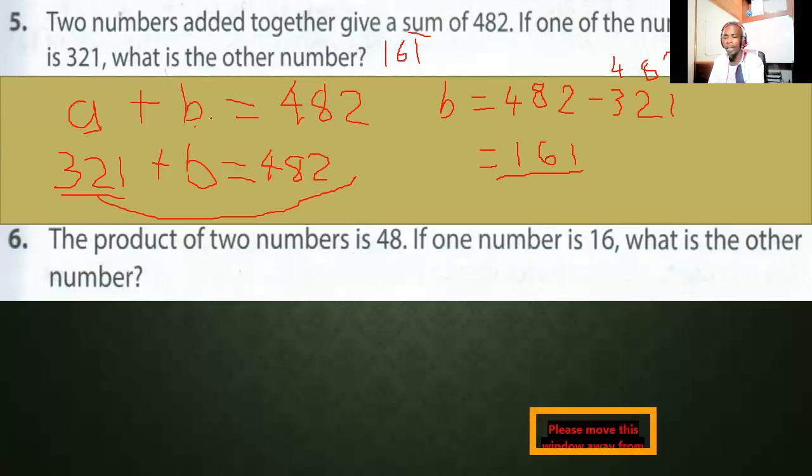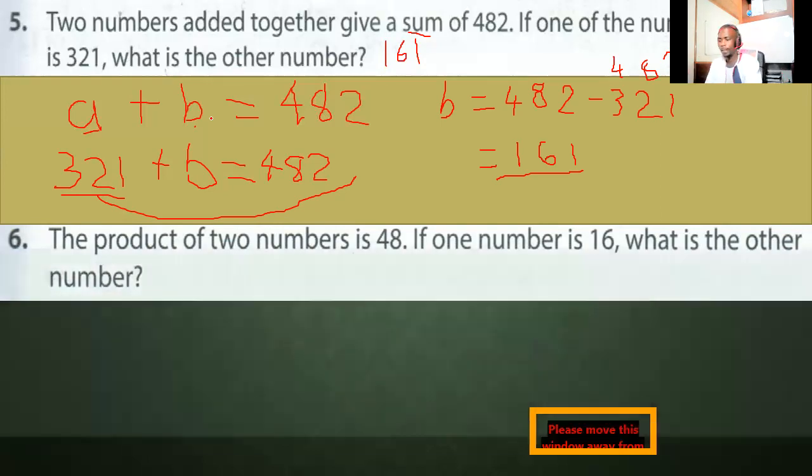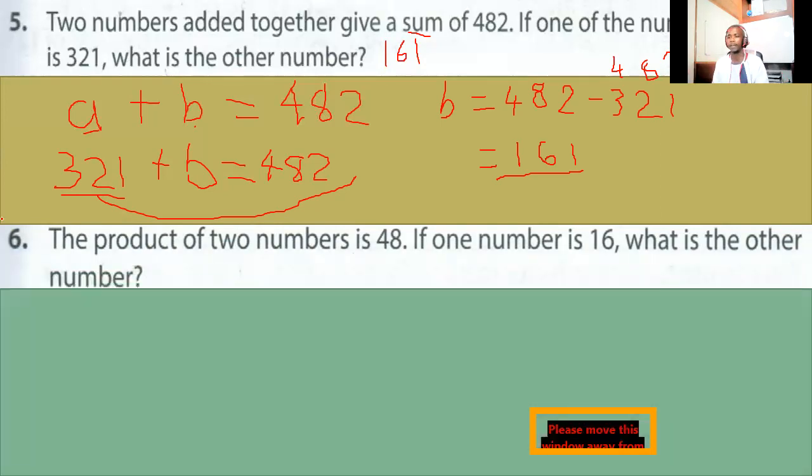The product of two numbers is 48. Remember, product means we multiply. So let's say our numbers are A, it's product, right? Times B. They give an answer which is 48.